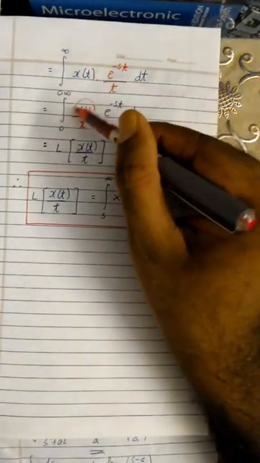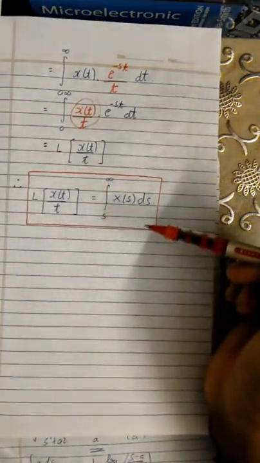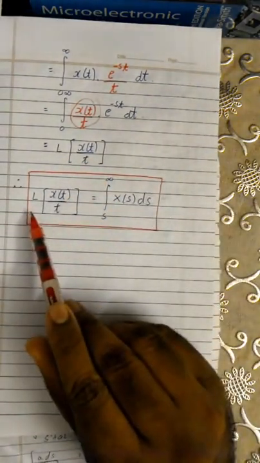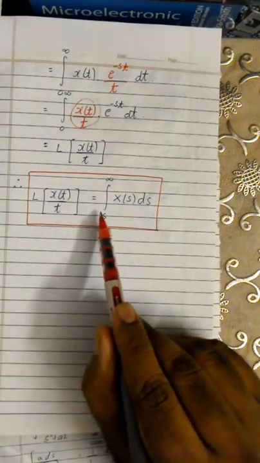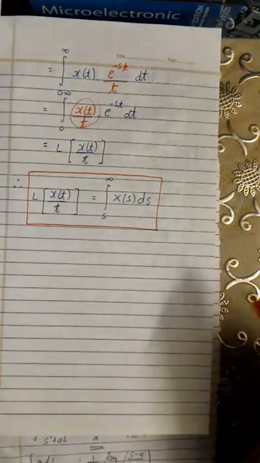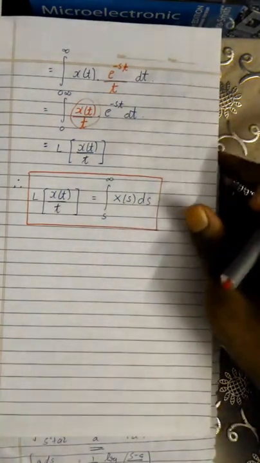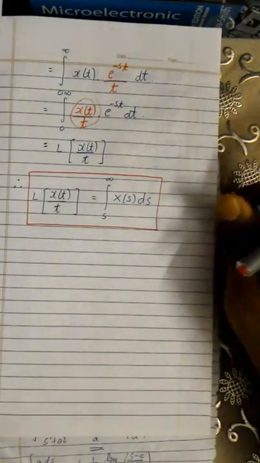This is nothing but the Laplace transform of x of t by t. Or in other words, the Laplace transform of x of t by t is nothing but the integral from s to infinity of x of s ds. Okay, this is how we do the derivation, right? So now we'll do the problems.